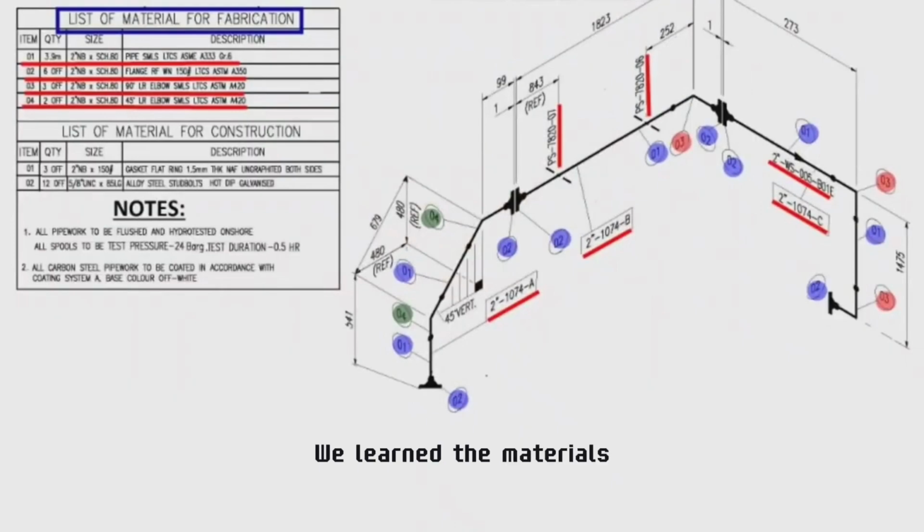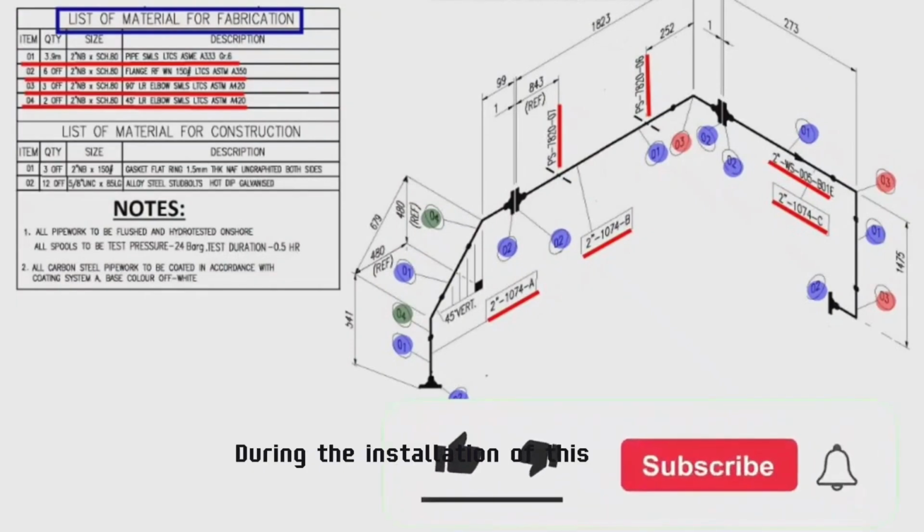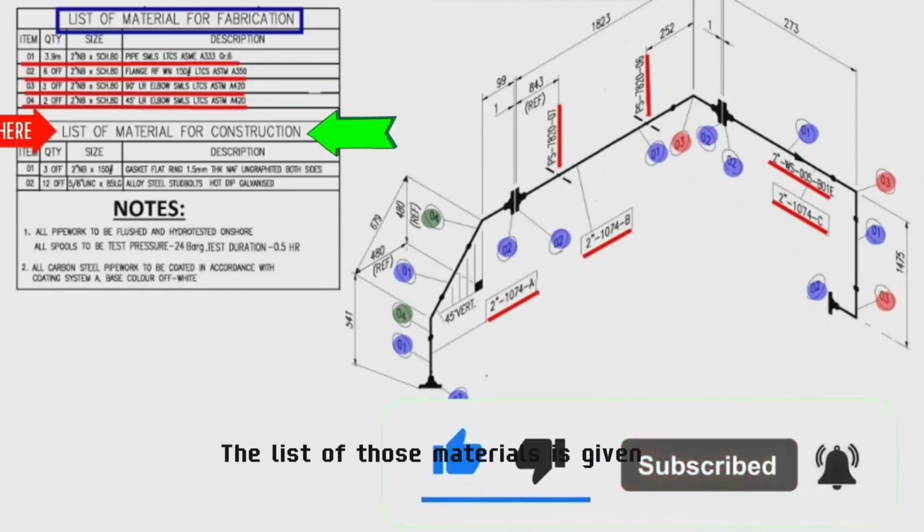We learned the materials used on this pipe drawing during fabrication. Some materials are needed during the installation of this pipeline offshore or at sites. The list of those materials is given here.